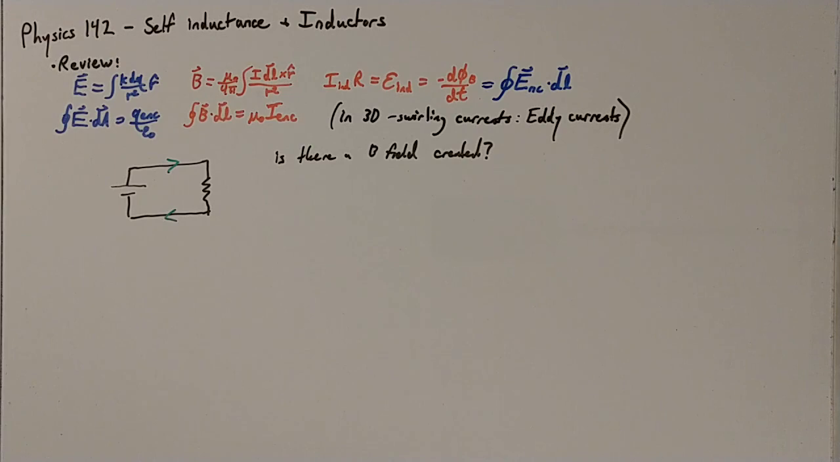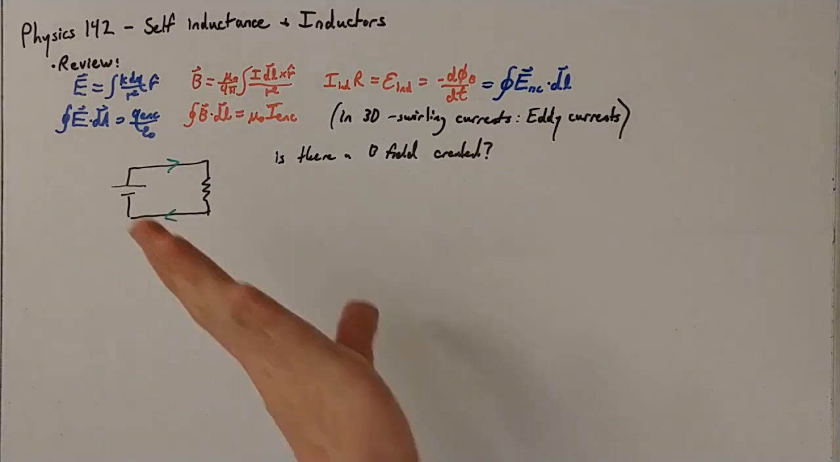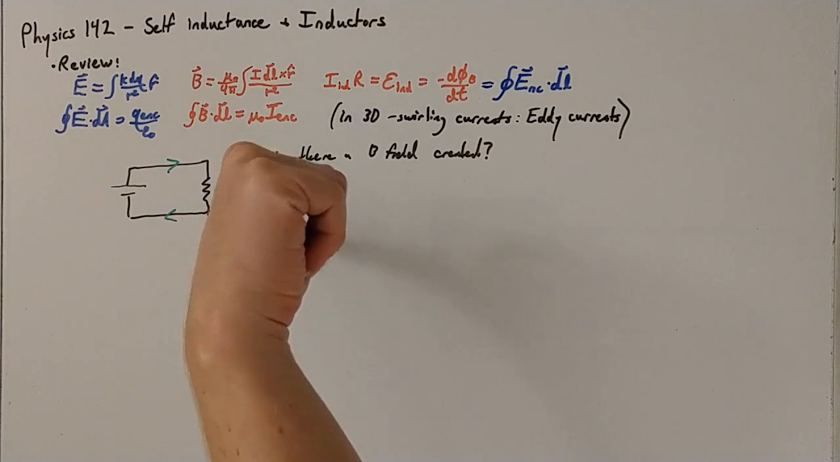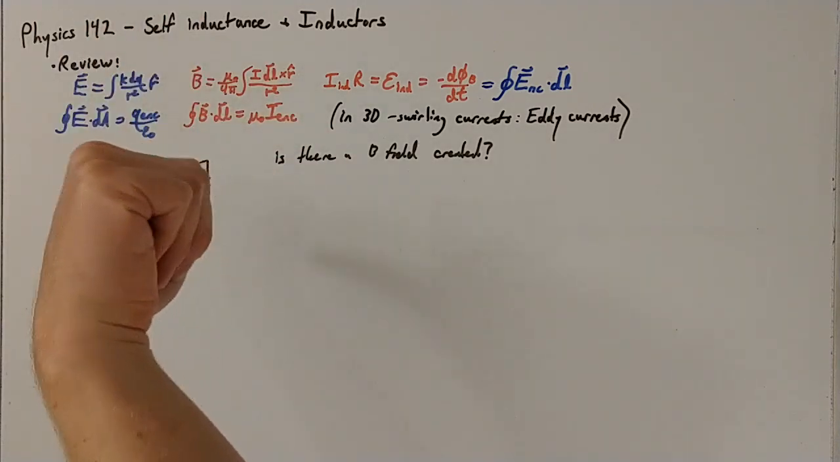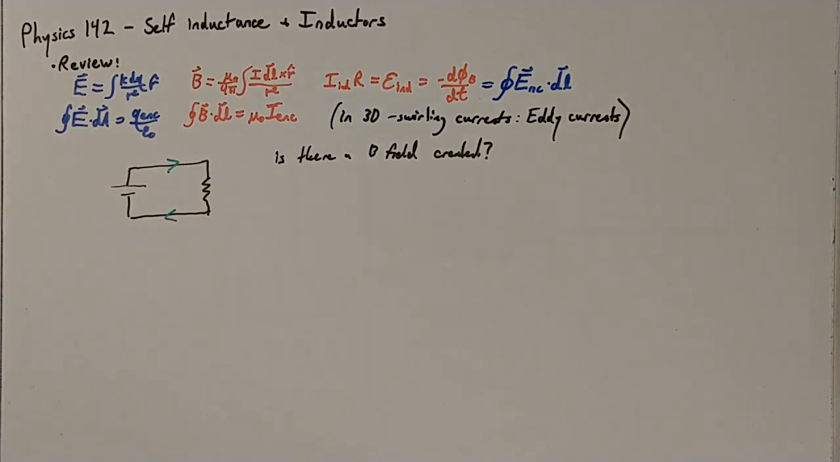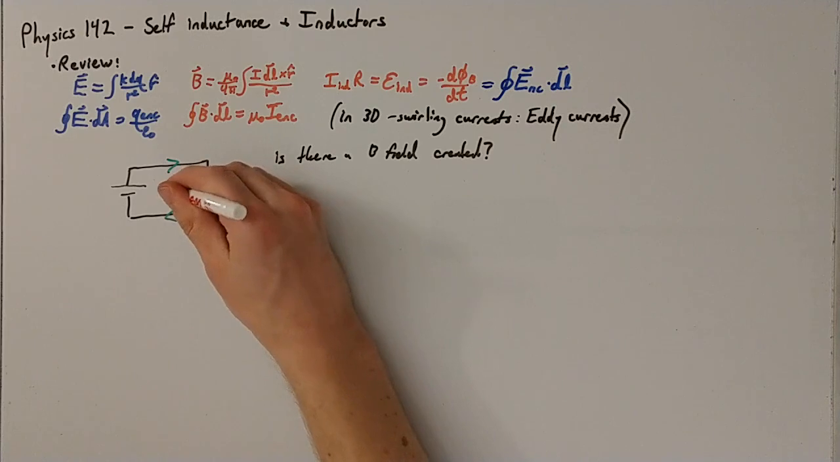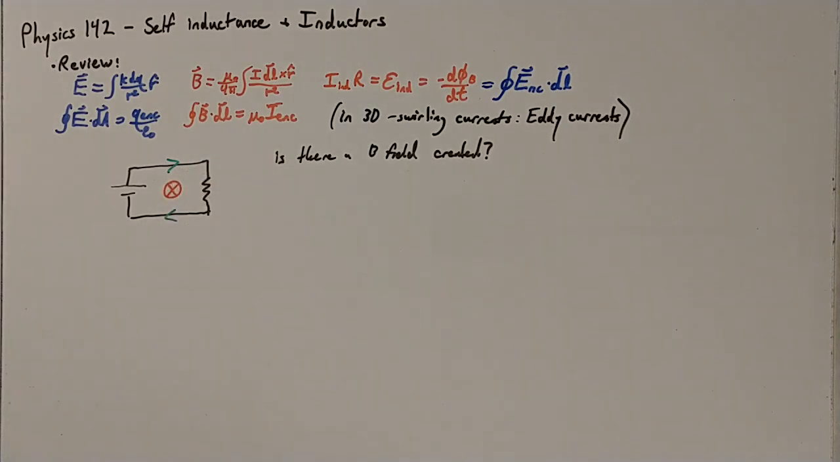Well, think about that. So hopefully you voted, all right? My vote is that if you have current, then you get a B field. Specifically, this field would be into the page. You can wrap your fingers in the direction of the current. That's going to create a magnetic field that's into the page, and so we will get a magnetic field into the page from this circuit.